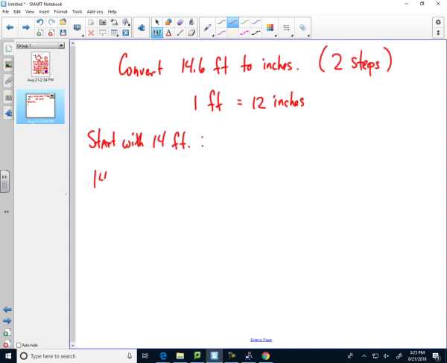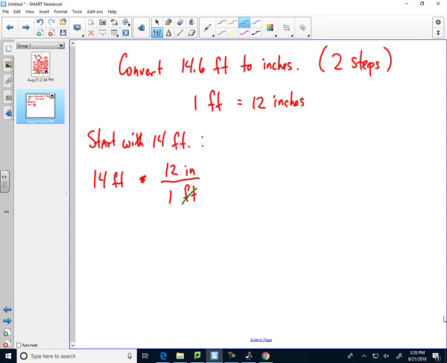So 14 of these guys, we're going to multiply by something here, and we want to get rid of feet, so we put feet in the bottom, and we want to wind up with inches, so we put inches on top. So what's the difference? What's the relationship between inches and feet? Well, one of these is 12 of those.